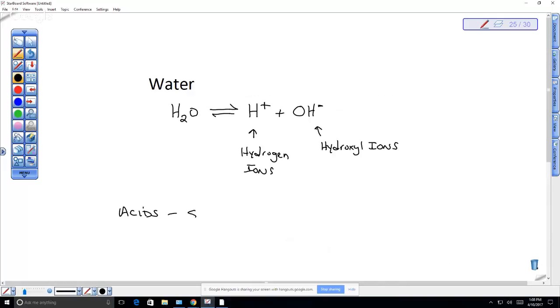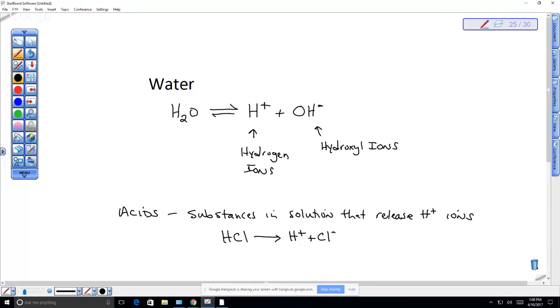Okay, so acids are substances in solution that release hydrogen ions. They actually increase the concentration of hydrogen ions. A good example of this is HCl. HCl can be converted to hydrogen and chloride. Right? So that's my hydrogen ion.